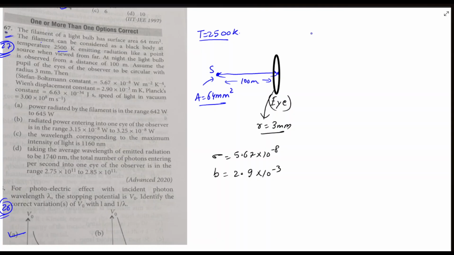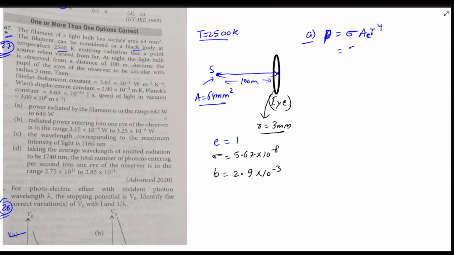If this is a black body, then the energy it will emit will be equal to sigma A T to the power 4. And there will be E also, so E we will take as 1, right? For a black body E is 1. So as it is a black body, E will be 1. So we'll get power from it. So power will be equal to sigma A E T to the power 4.